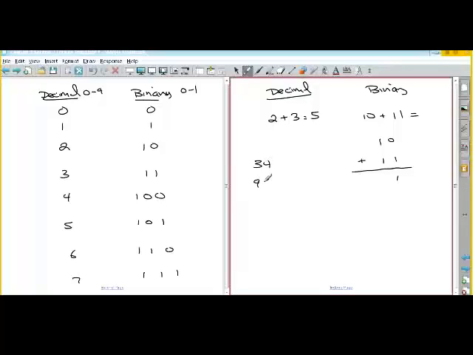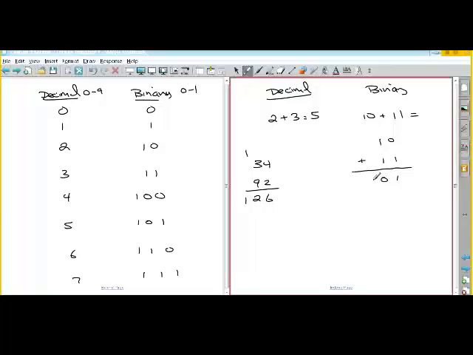Let's say we have 34 plus 92. So here we add these two numbers together, 4 plus 2 is 6. Then I add these two and I get 12. Well, 12 is more than 9, so I put 2 down, I carry 1, and then I bring 1 plus whatever that is, and I get 126. Okay, so you do the same thing for binary.